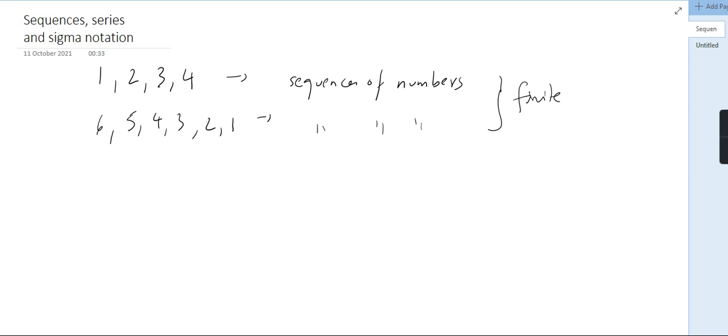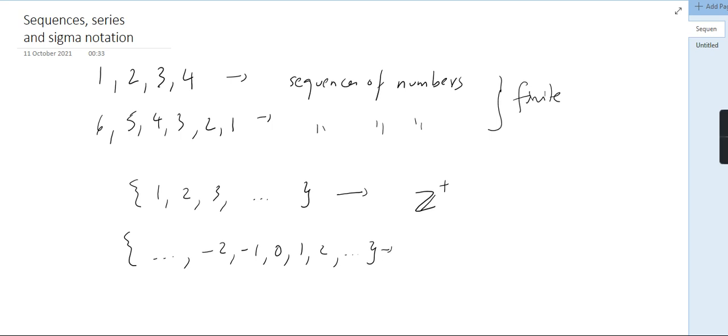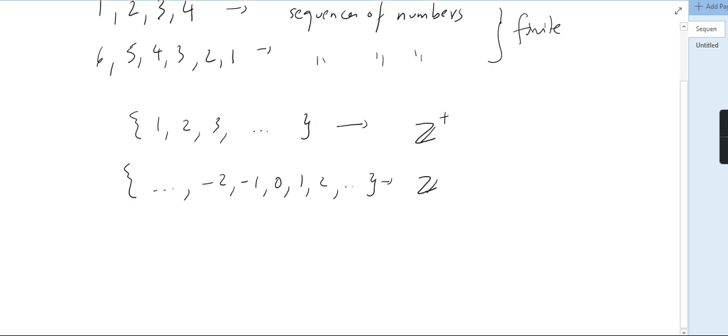But we can also have an infinite sequence, like let's say the sequence of all positive integers. So we show that by 1, 2, 3, and this goes on. To give a notation to it, we write it like this. And to show the set of all integers, we just do it like this. So this is nothing but a notation for a set of integers.